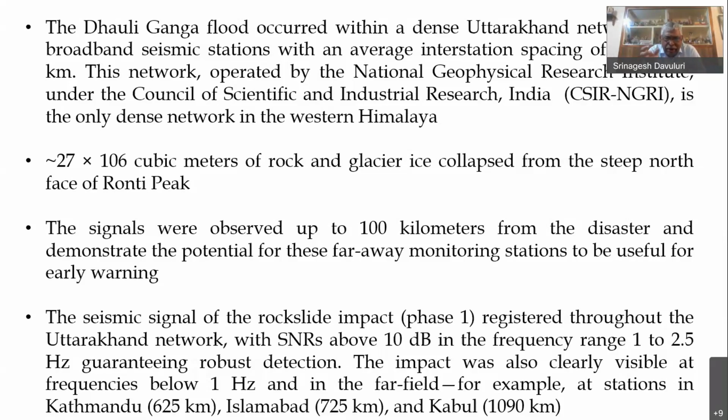So this event, the Dhauli-Ganga flood, created a lot of material which slipped from the steep north face of Ronti Peak. About 27 into 10 to the power of 6 cubic meters of rock and glacier ice collapsed from the steep north face of Ronti Peak. 80% was rock and 20% was ice. The seismic signals of the sliding and the impact on the riverbed were observed up to 100 kilometers from the disaster.